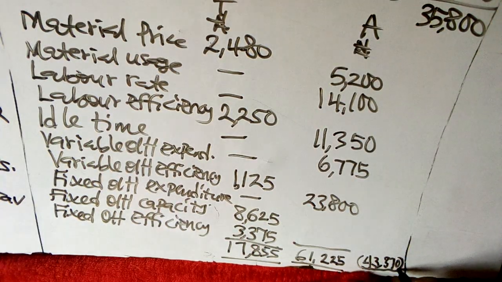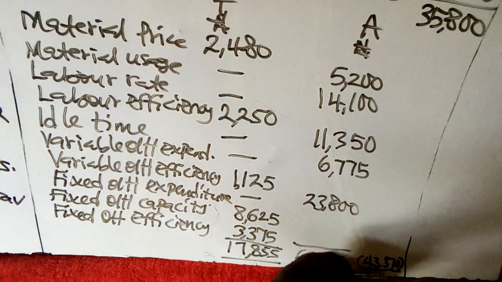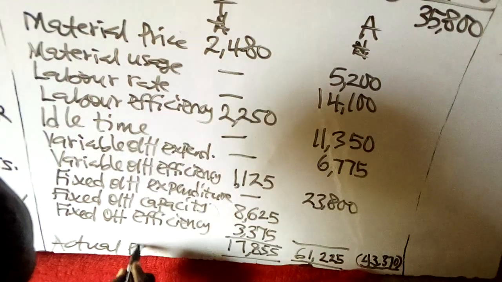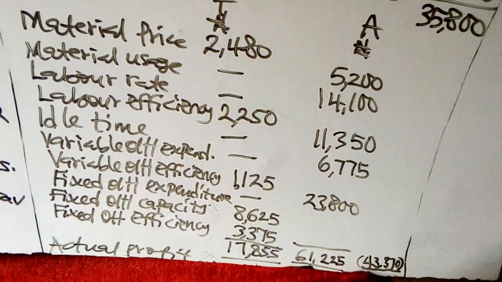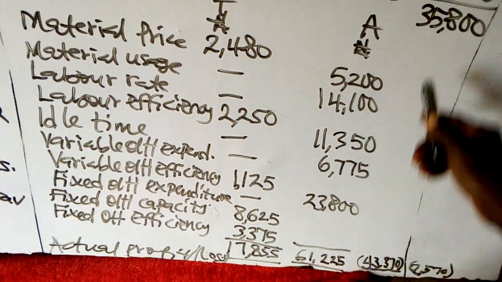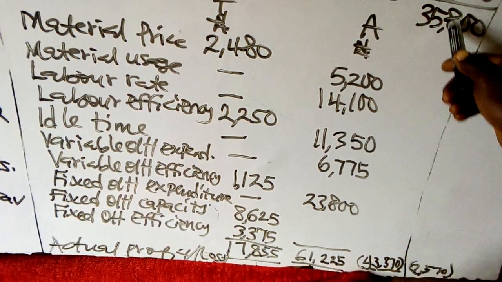Since it is negative, that is adverse, you now subtract it from 35,800, and you'll be left with a difference of 7,570. That is the actual profit. There is no space to write it here, so put actual profit of 7,570 under that. It's a loss, so let me say actual profit or loss. It's a loss because the adverse variance exceeds the favorable, so it will be negative.